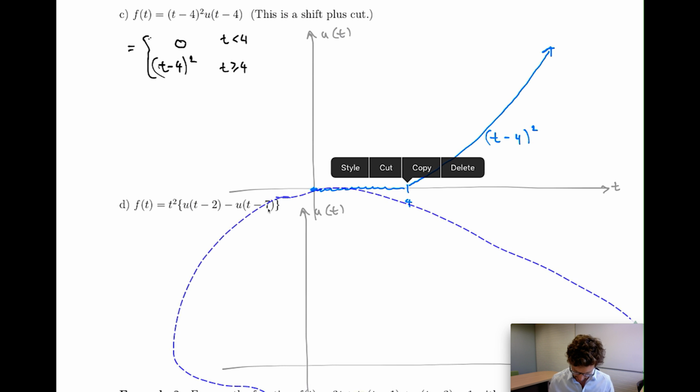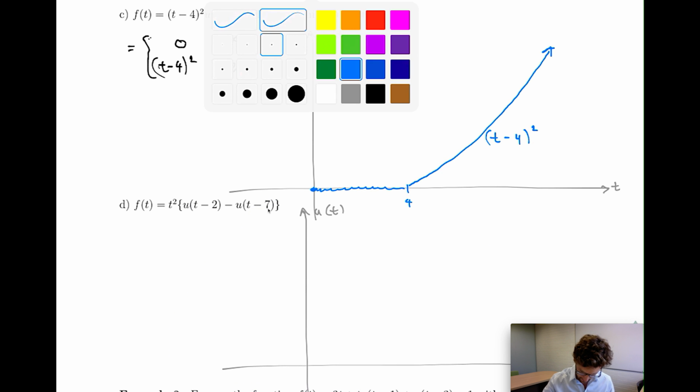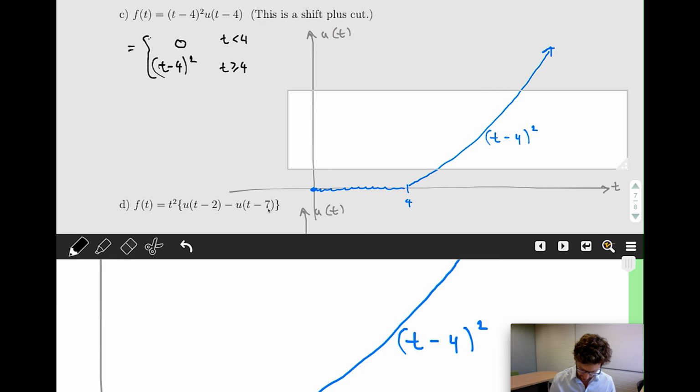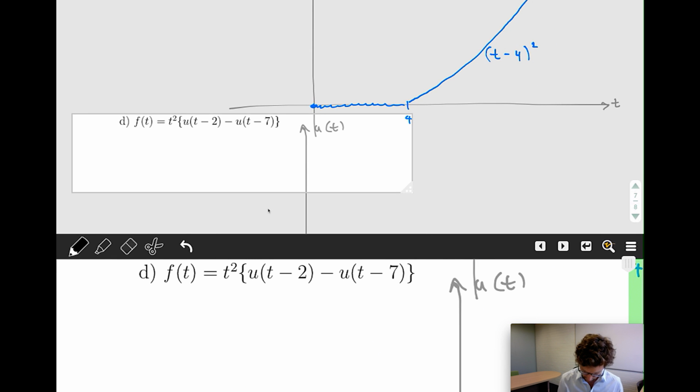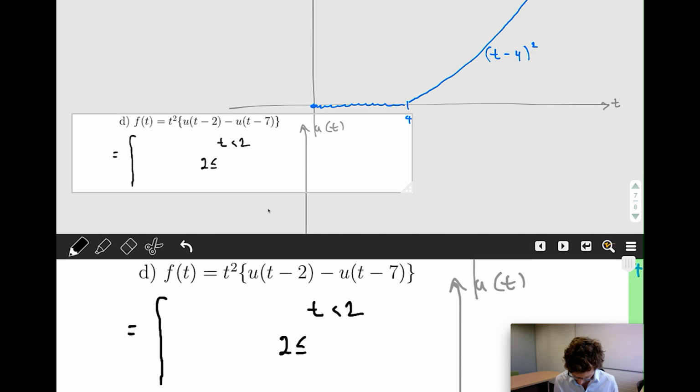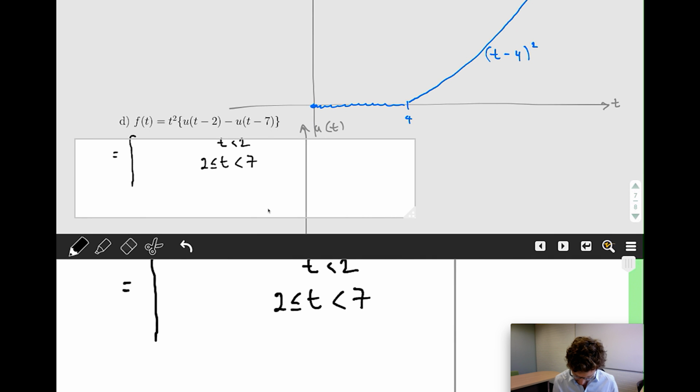So again, I'm going to sketch what this thing looks like. But first I'm going to write out what this function is. So we've got 2 changing points this time. I've got values of t less than 2, values of t greater than or equal to 2 and less than 7, and values of t greater than or equal to 7.